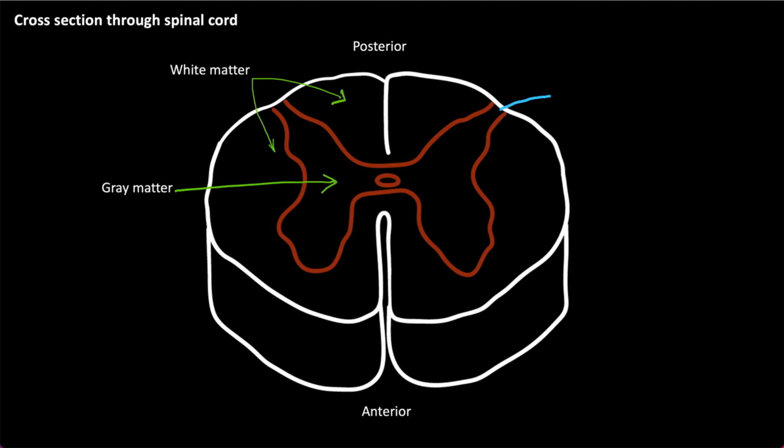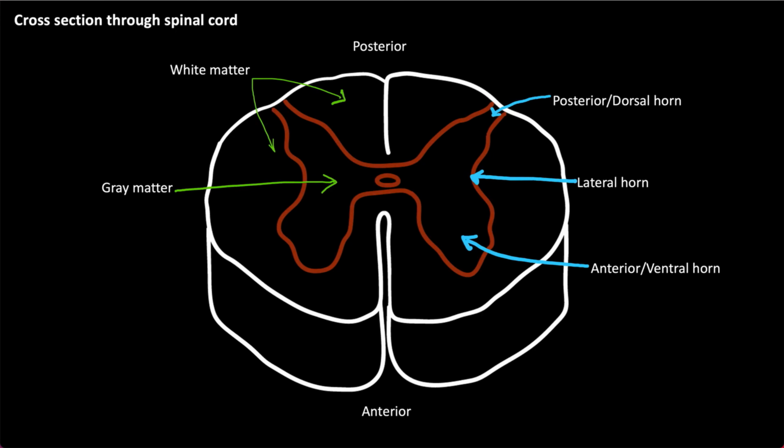Then this gray matter, posteriorly, this component we call the dorsal horn or the posterior horn. Anteriorly, we call it the anterior horn or the ventral horn. And then laterally, we have the lateral horn. This lateral horn is only present from first thoracic to second lumbar spinal cord level.